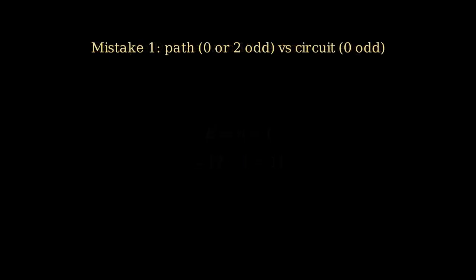Common mistakes to watch for. First, and this is the single most frequent mix-up in this entire topic, confusing the Euler path condition, 0 or 2 odd vertices, with the Euler circuit condition, which is stricter, requiring 0 odd vertices, meaning all vertices even.